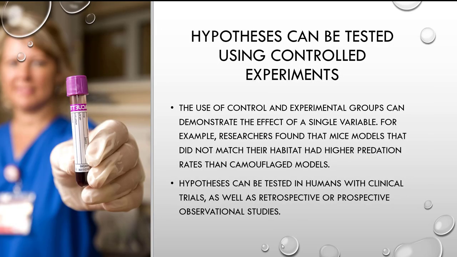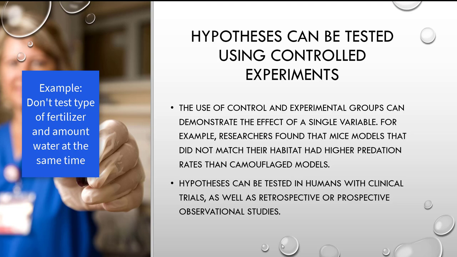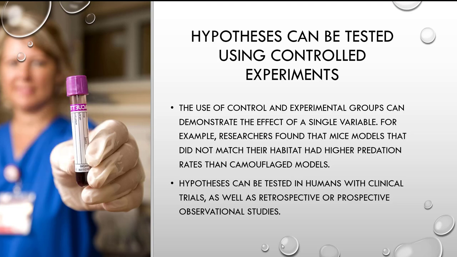Now, hypotheses can be tested using controlled experiments. So we want to use a control group, an experimental group, to basically test just the effect of a single variable. We don't want to use multiple variables in our testing. So sometimes when I see students, like if we did this in an in-person lab, some students get overzealous and start using multiple variables, and that can get confusing because you don't know if it was the first variable that caused the change or the other variable. So we just want to stick with a single variable.